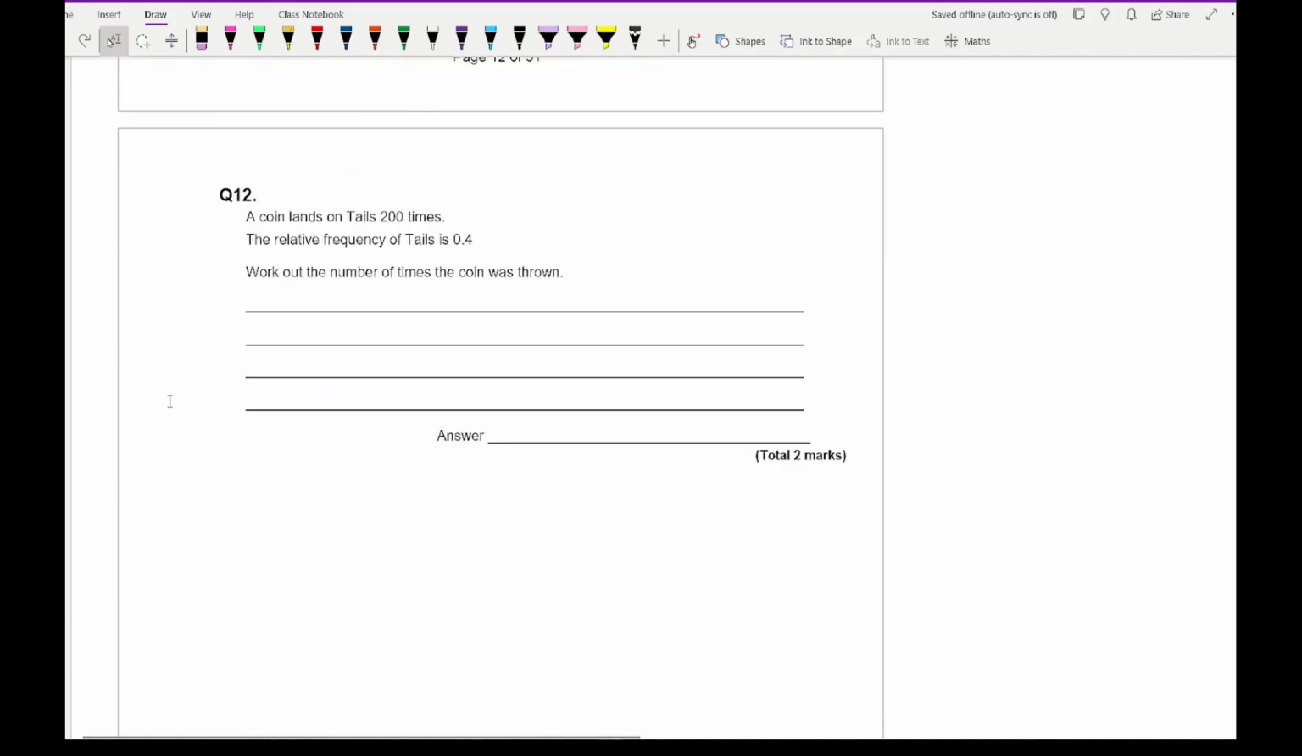Question 12 then says that a coin lands on tails 200 times. The relative frequency of tails is 0.4. Work out the number of times the coin was thrown. So here it says 200, so it lands on a tail 200 times. So if I then do 200 divided by 0.4, because I want to work out the total number of trials, 200 divided by 0.4 gives me an answer of 500.